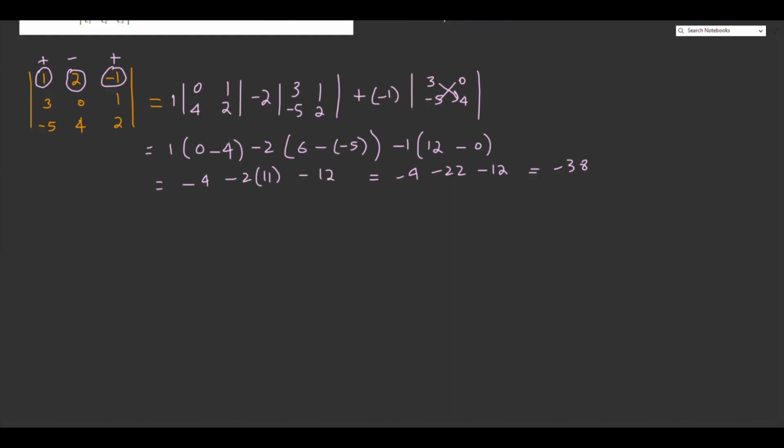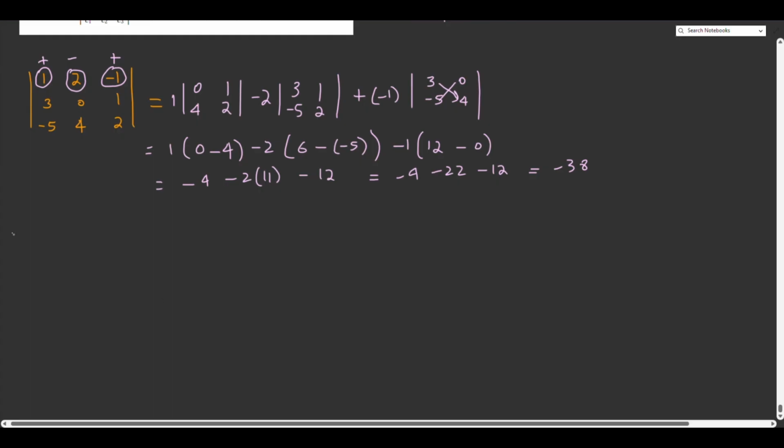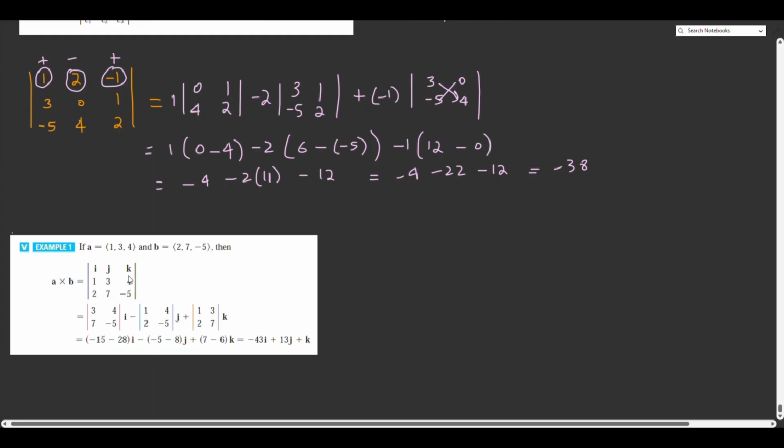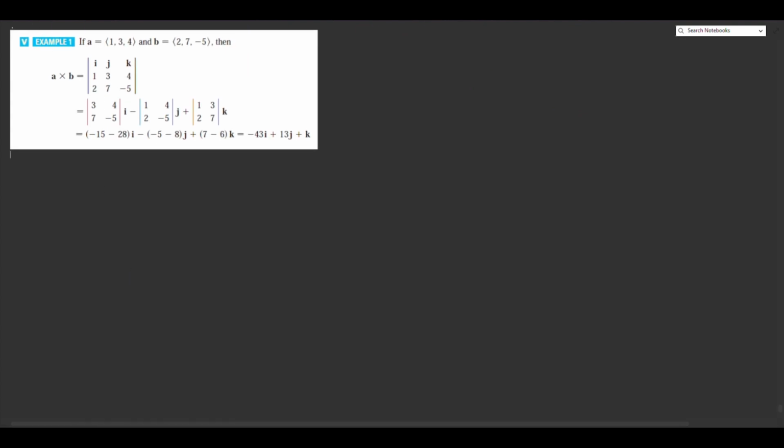Okay, in the next example, we are given two vectors and we need to find their cross product. So here we have example number 1. We are given the vectors A, B. How are we going to do this?